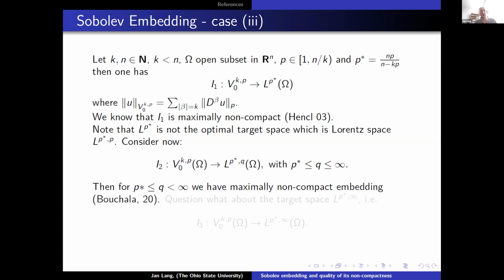In Buchala, it was proved that these embeddings were maximally non-compact, sorry, again a typo. They should be Q, it's larger than or equal to P, strictly less than infinity. And the remaining question was, what is going to happen in this concrete case? In some sense, this is quite an interesting case, because this is the largest space in which this embedding is non-compact. If I take a significantly larger space, something like LP star minus epsilon, the embedding will already be compact. In this case, we study this.